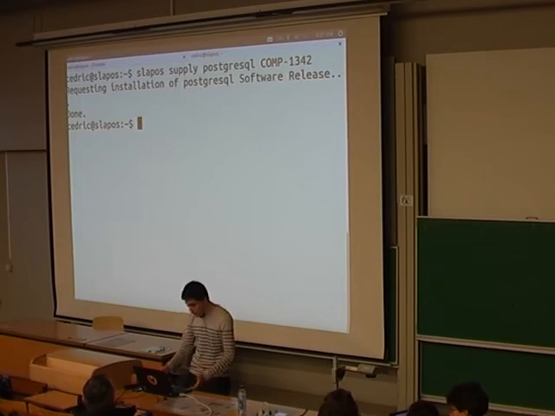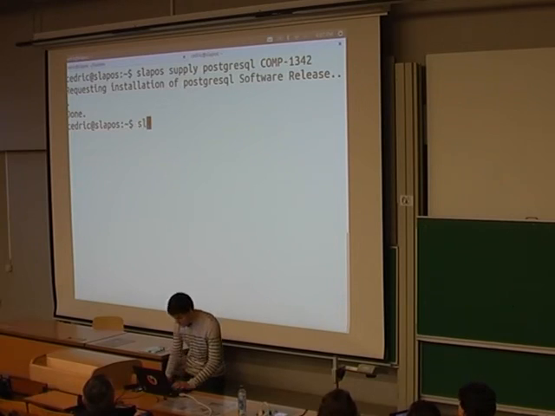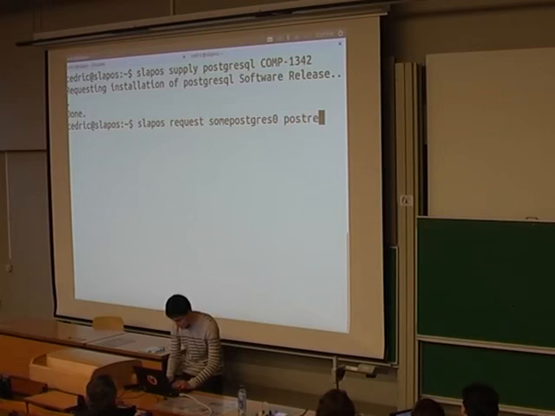Okay, so now I can request instances of Postgres on this computer. So let's do it and try to access it this time. Request. Postgres 0, and this is an instance of Postgres.